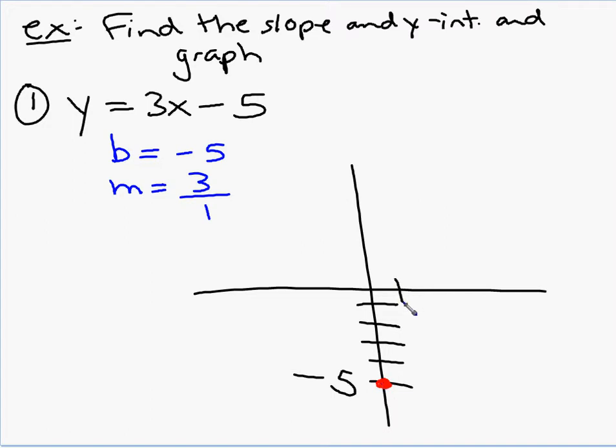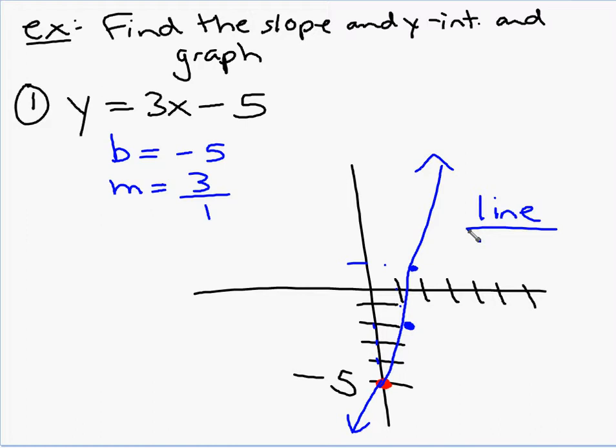Then I need to account for my slope. Well, my slope is 3 over 1. So I'm going to come up 1, 2, 3, and go over 1. There's my next point. Then I can go up 3, 1, 2, 3, and over 1 again. There's my next point. And there is the graph of my linear equation, which should always be a line, since it's a linear. That one's easy. Let's talk about a couple other situations. What if they give it to you this way?